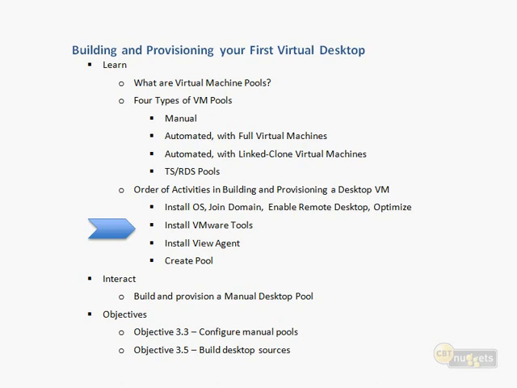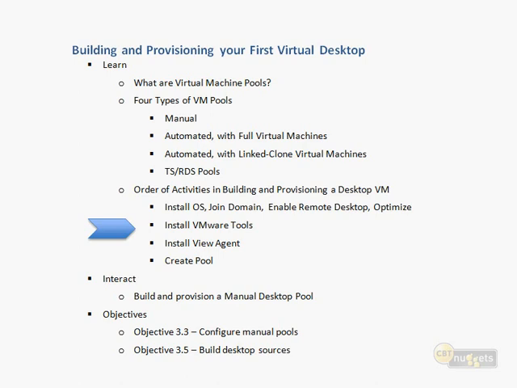Now, when you go to create a new VM, there are going to be a series of activities that you have to do in the right order to put all the pieces in place so that the VM can work with View. Step 1 is to install an operating system. Create that VM object, install the operating system, join it to a domain, enable remote desktop, and then run through a series of optimization activities.